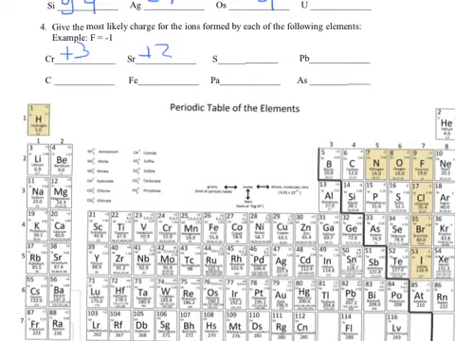And then sulfur is over here. It's going to be -2. And lead is over here, and lead is going to be +2. That means it loses 2 electrons. And carbon, -4. That means it forms an ion which gains 4 electrons. Let's find iron. Iron, I see it's a +3.